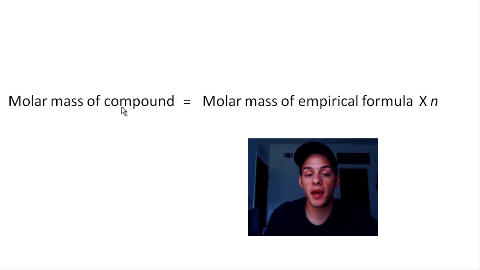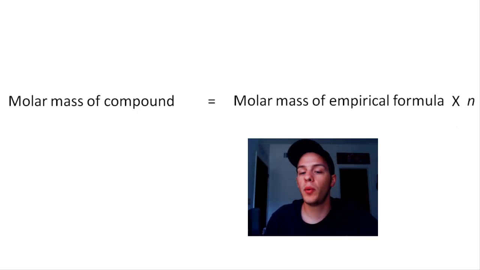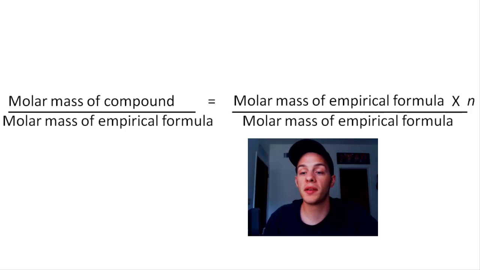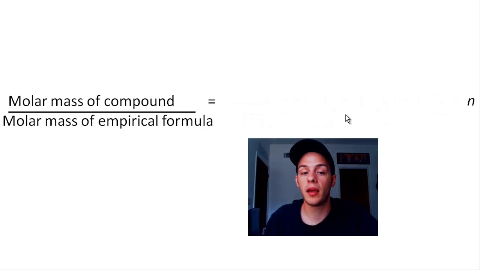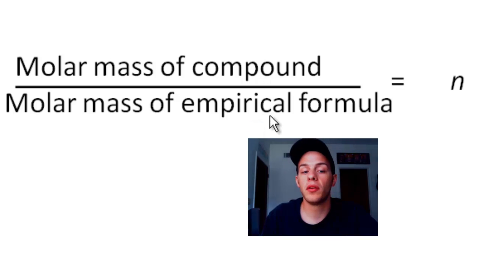So again, the molar mass of your compound is equal to the molar mass of your empirical formula times n. So what I'm going to do here is divide both sides of this equation by the molar mass of your empirical formula. In so doing, the right-hand side of your equation is going to be greatly simplified because these two terms will cancel, and that solves for n, which means that n is equal to the molar mass of your compound divided by the molar mass of your empirical formula. Once you have n, all you have to do is multiply that by your empirical formula, and voila, that gives you the molecular formula.